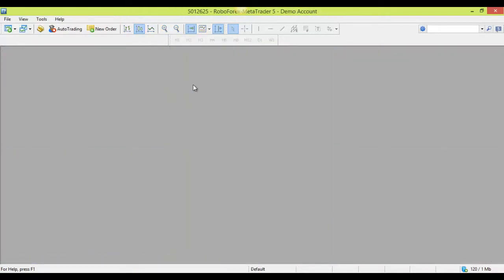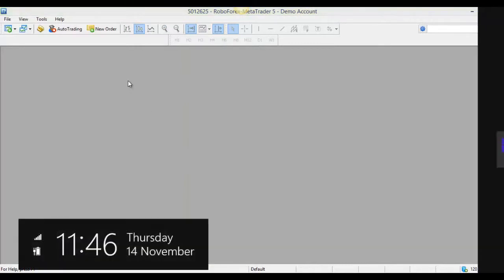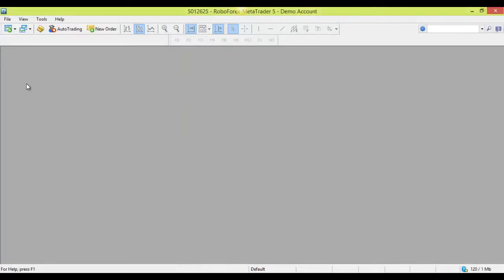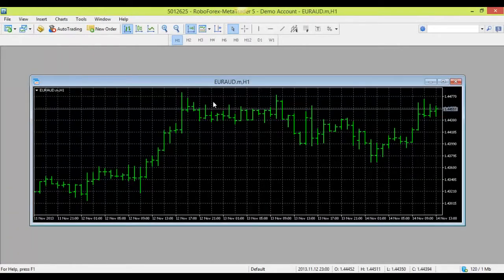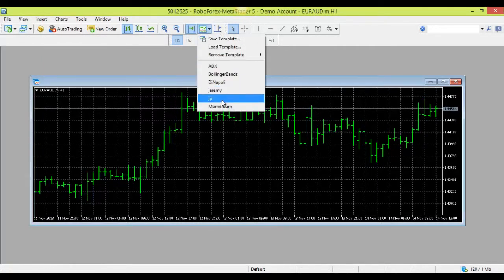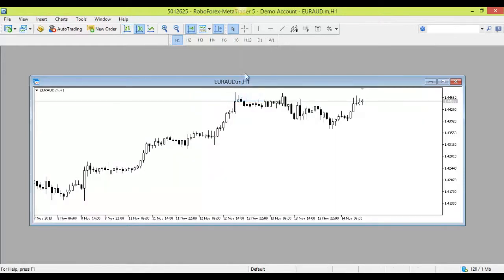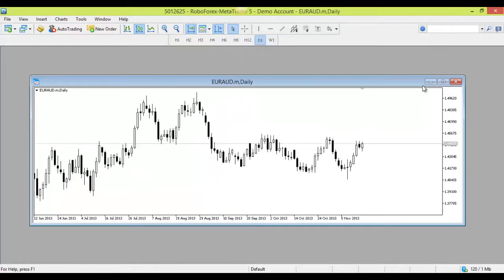So let's start with a blank page and pick up a pair, and I'll show you how to mark your key levels. So first off, I've saved the template. It's really easy to do. Basically, you can choose the settings you want, the color of the candles, etc. So I'll put this onto the daily.